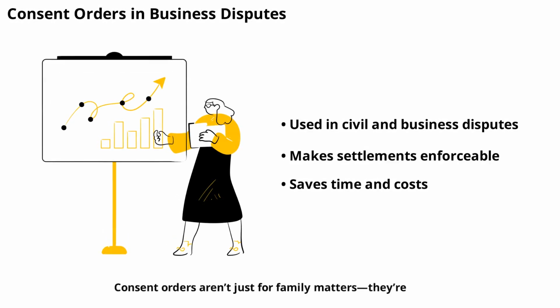Consent orders aren't just for family matters, they're also used in business and civil disputes. Imagine two companies disagreeing over a contract. Instead of going through a lengthy trial, they might negotiate a settlement and ask the court to issue a consent order reflecting their agreement. This makes the settlement enforceable by law. If either company fails to uphold their end of the deal, the other can return to court for enforcement. Consent orders provide a practical way to resolve disputes efficiently, saving time and legal costs for everyone involved.